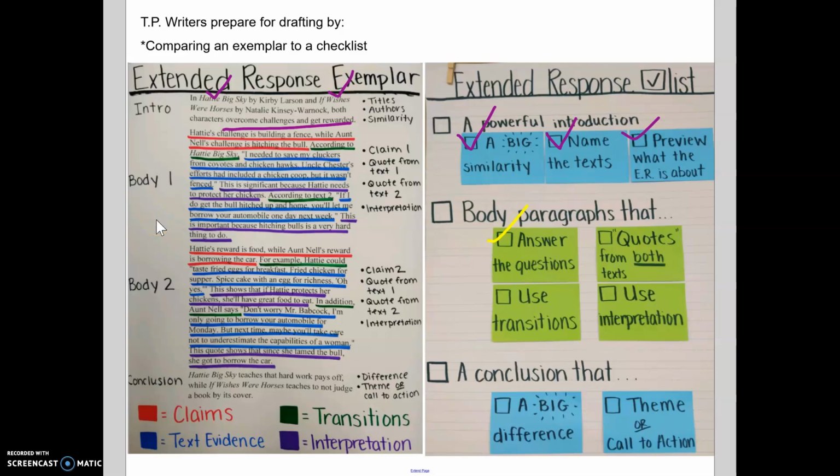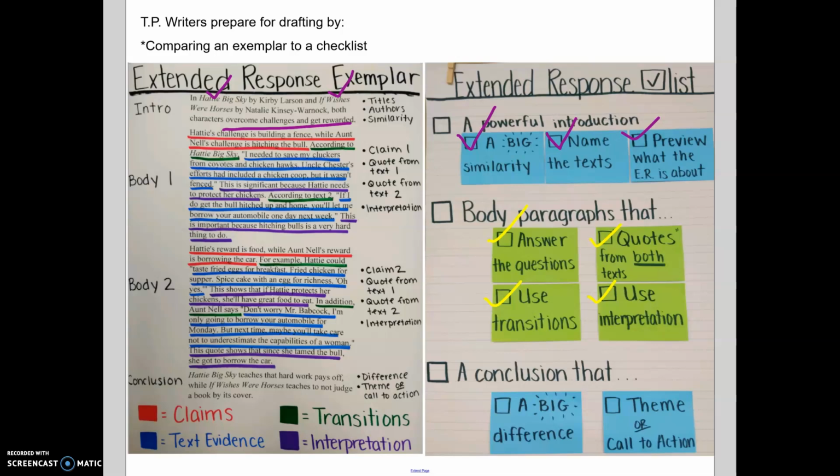So we just showed the problem that each character had. We gave a quote from both texts to support that answer. We introduced them with transitions, and we used interpretation after each quote. Now, we'll be looking more at interpretation in our next lesson, but remember that interpretation should not repeat your claim over and over and should not repeat your evidence. Remember, you're trying to say something new.